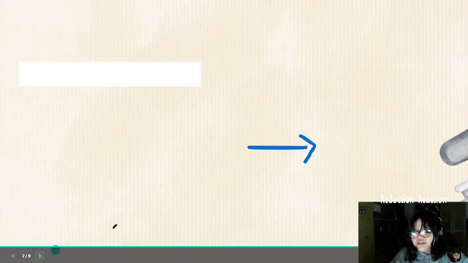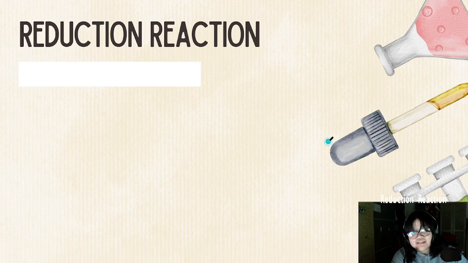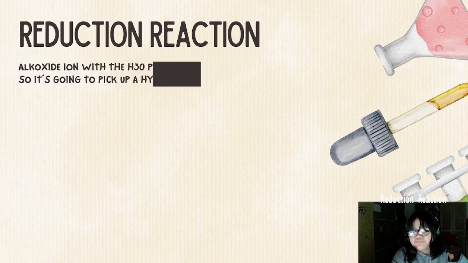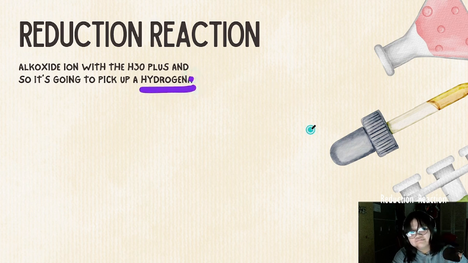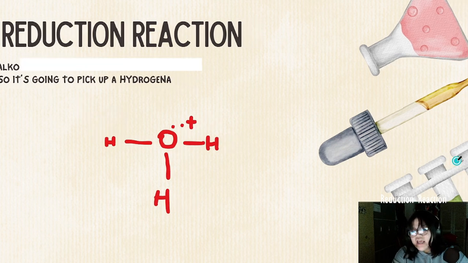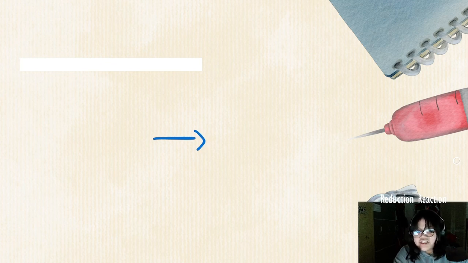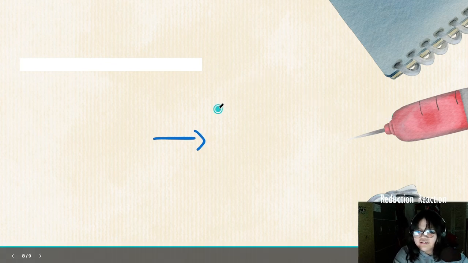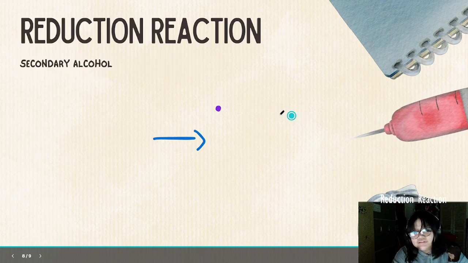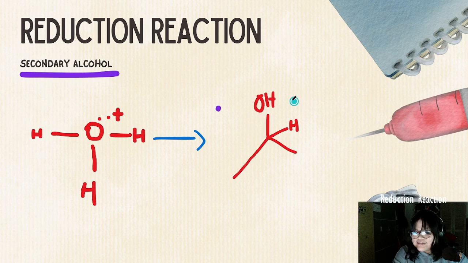Now we are going to react the alkoxide ion with the H3O+, and so it's going to pick up a hydrogen. So here's the drawing. And lastly, it turns into a secondary alcohol, and so that is the mechanism of this reaction.